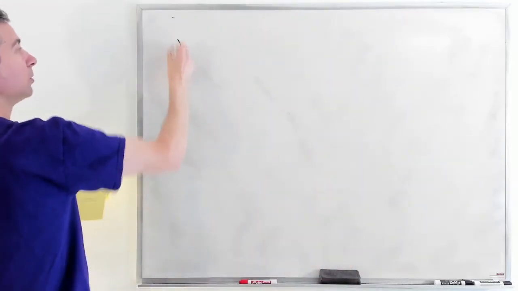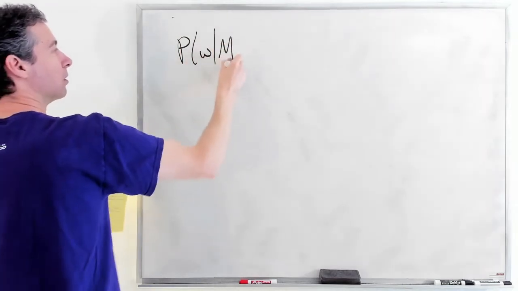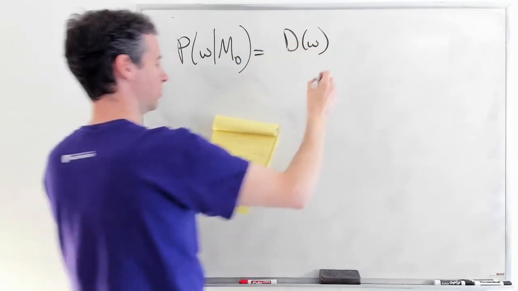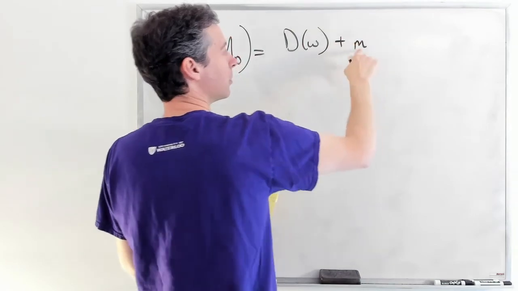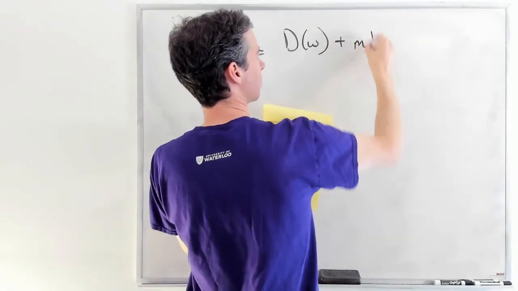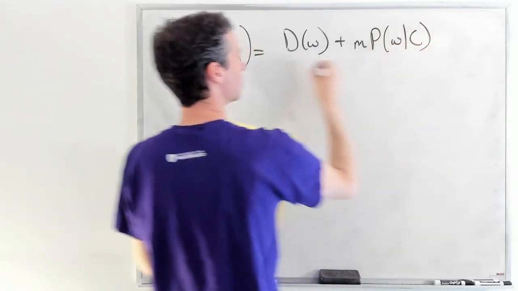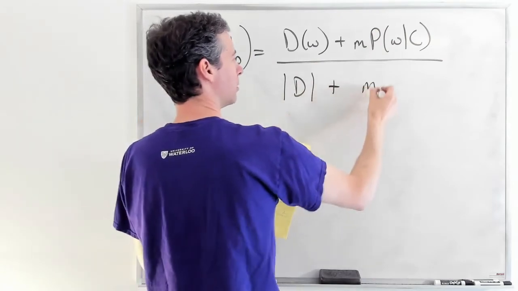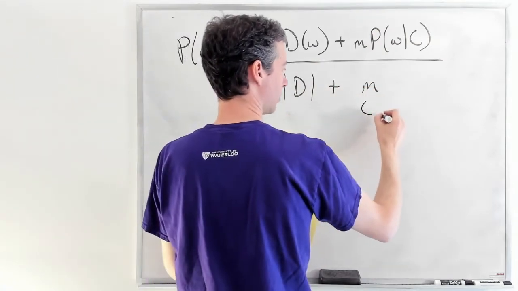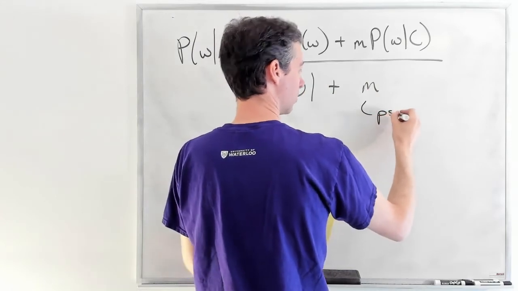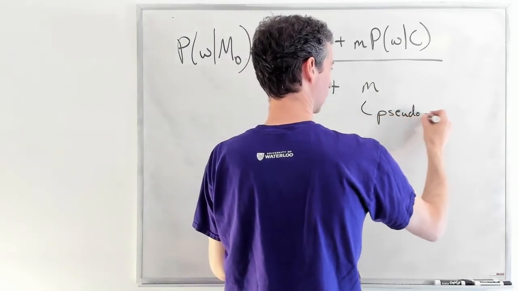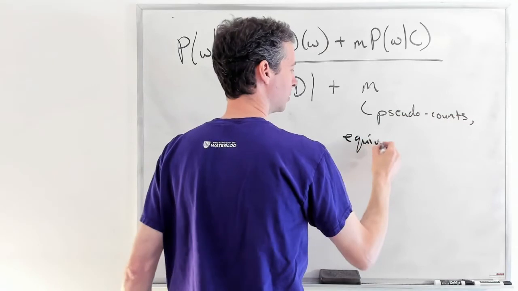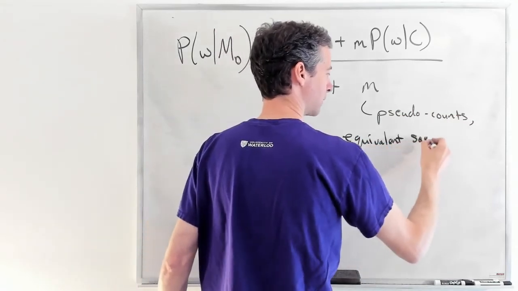So now we'll do a new model of a document. Again, we'll take the count of the words in the document, but we'll have M pseudo counts multiplied by the probability of the word given the collection, and we'll divide it by the length of the document plus the number of pseudo counts. So M is the pseudo counts. This is also known as the equivalent sample size.